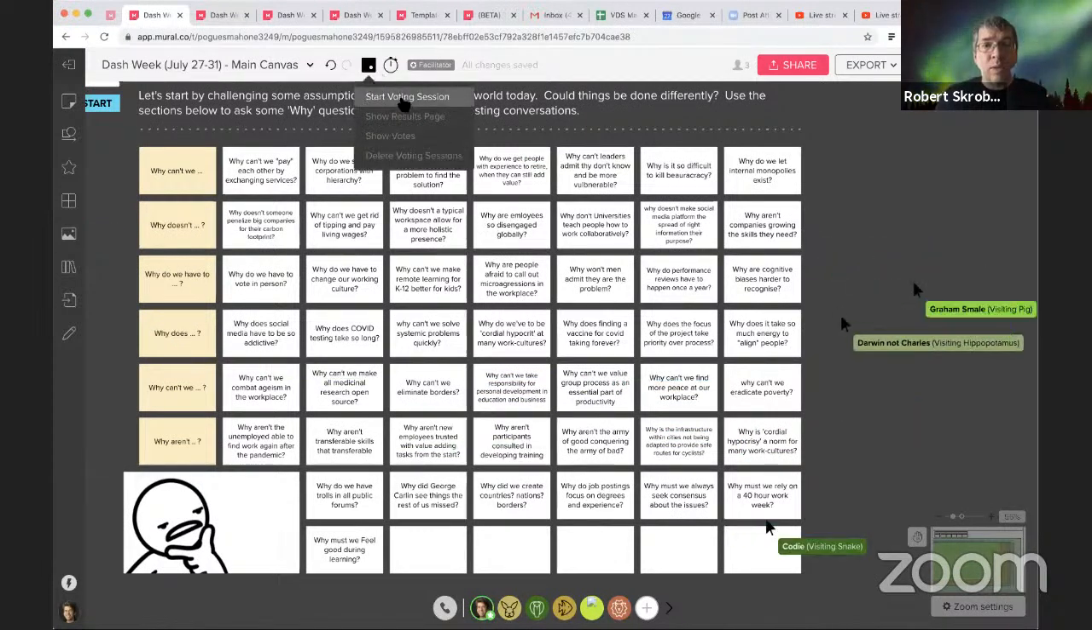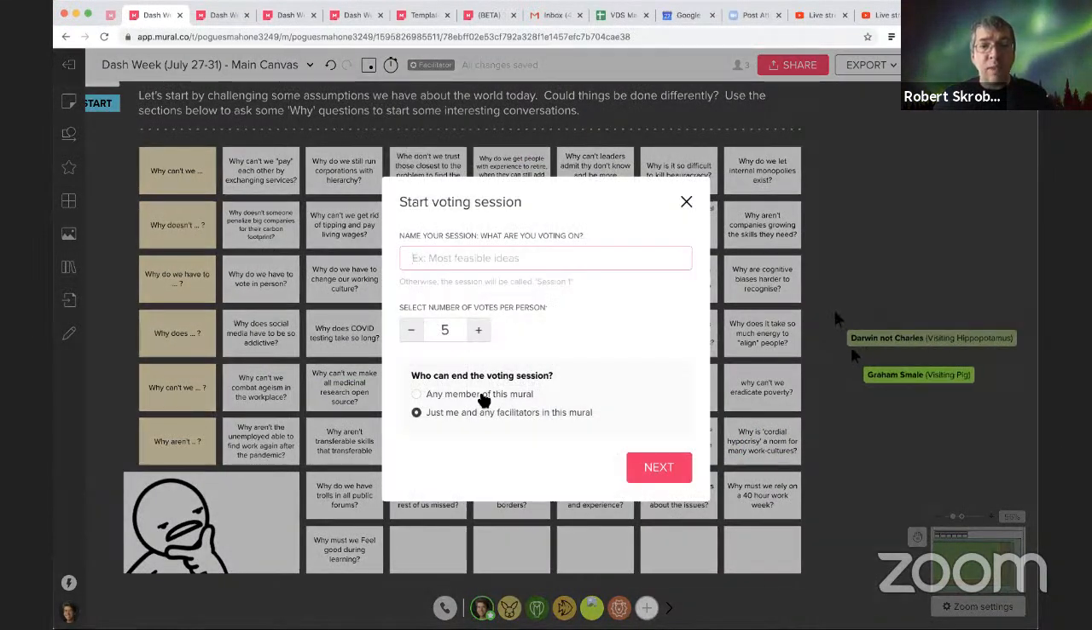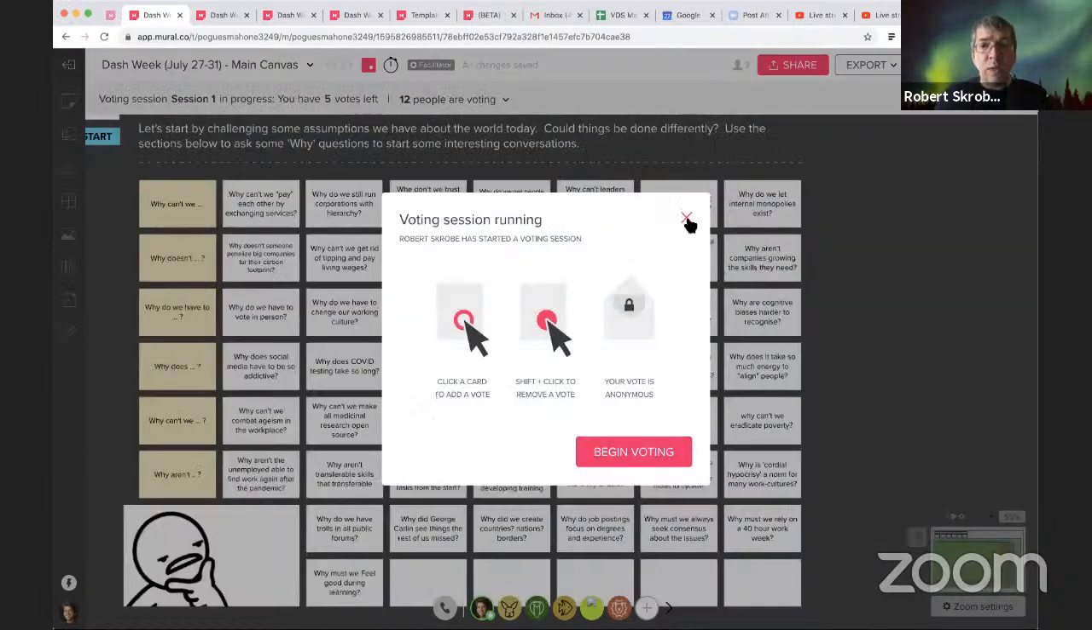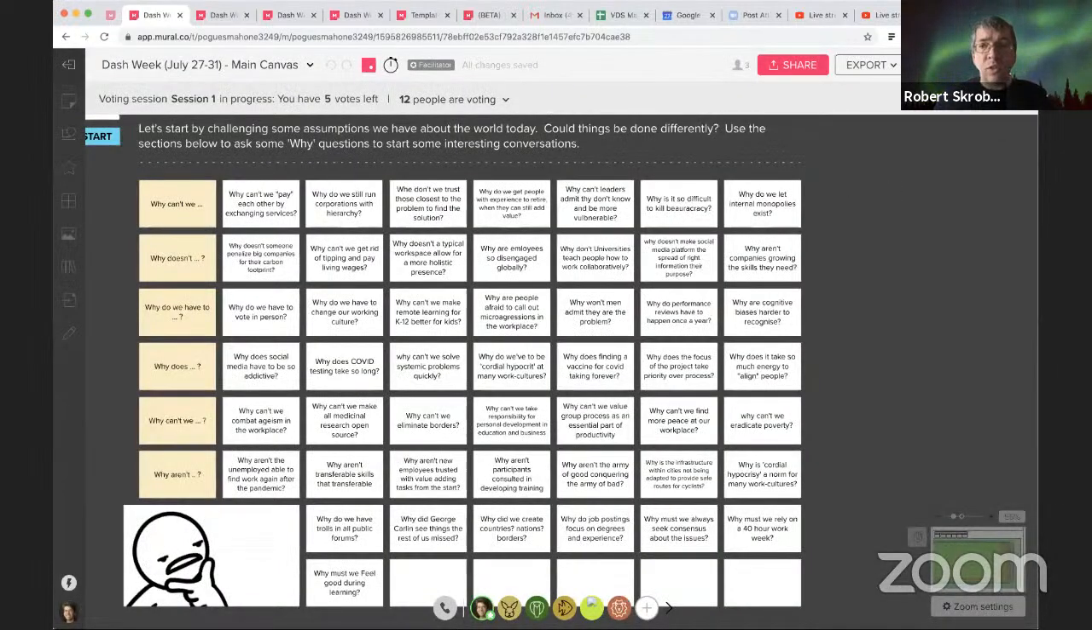So we'll go ahead and start it up. Everyone gets 5 that's here, and have at it. If you have any problems with voting or your votes don't seem to be registering, a good fix is basically just to refresh your browser window. It'll give you a different animal name because you're anonymous, but you'll still be able to put your votes in.